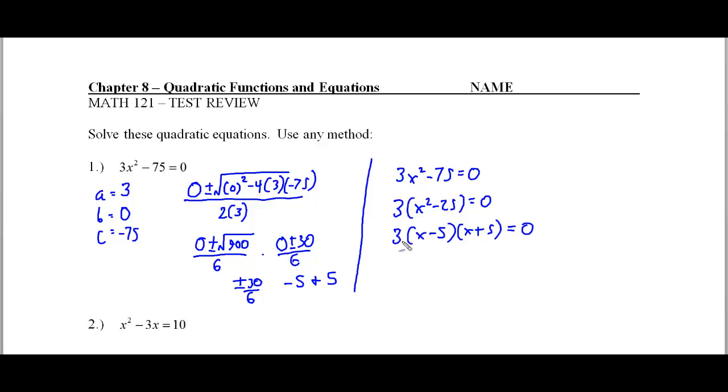Sometimes professors or teachers will tell you to just ignore the 3. Another option, if you're really bothered by it, is to divide both sides by 3 when solving for x, and therefore you just have to concern yourself with the x minus 5 and the x plus 5. So when you solve an equation like this, you'll notice that x minus 5 or x plus 5 has to be 0 to make this statement true, or both of them can be 0. So what we do is take each binomial and set them equal to 0, and then solve for x. As I add 5 to both sides, x is equal to 5, and as I subtract 5 from both sides, x is equal to negative 5.